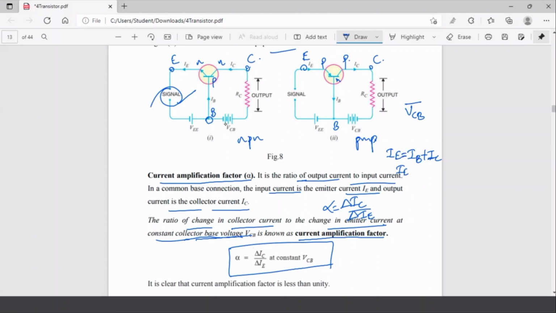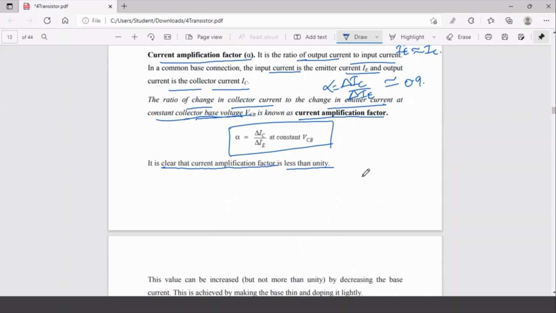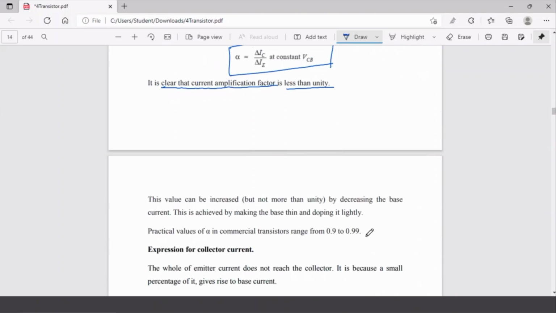Since IB is very small, IE is almost equal to IC, but some amount of current is flowing in the base, around 5%, as we have seen. So if I take the ratio of IC divided by IE, this will be around 95%, that is 95 divided by 100, so this value is around 0.95. It is clear that alpha is less than unity and in the region of 0.9 to 0.99.